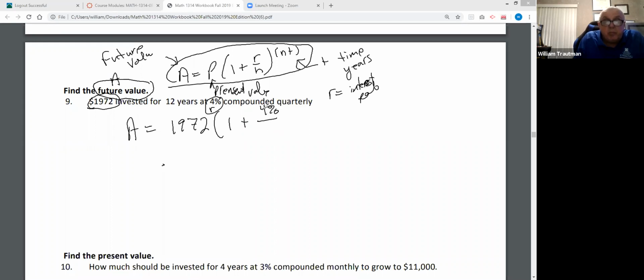N is the number compounded. Oh, I didn't say quarterly. So remember annual, N equals 1. A biannual or semi-annual, N equals 2. Quarterly, N equals 4. Quarterly means 4 times a year. There are 4 quarters in a year. So we put a 4 here, raise it to a power, N is 4, and T, the number of years we're going to do this, is 12, so 4 times 12.